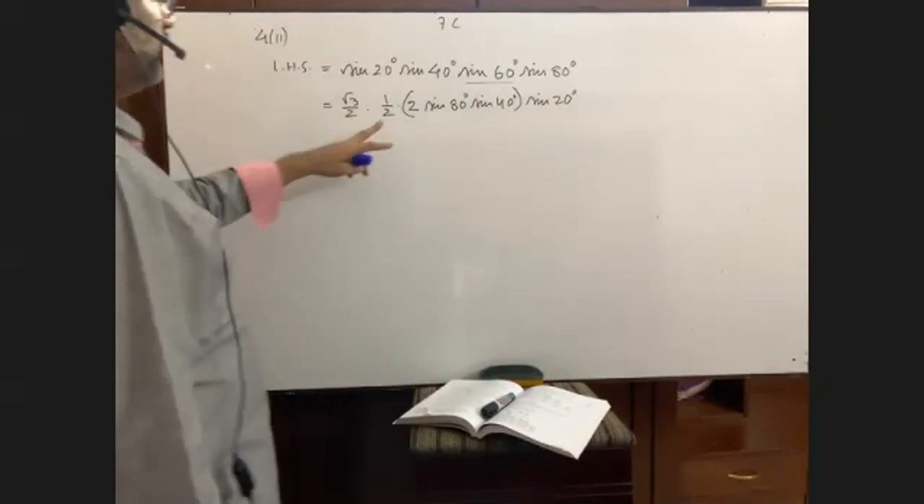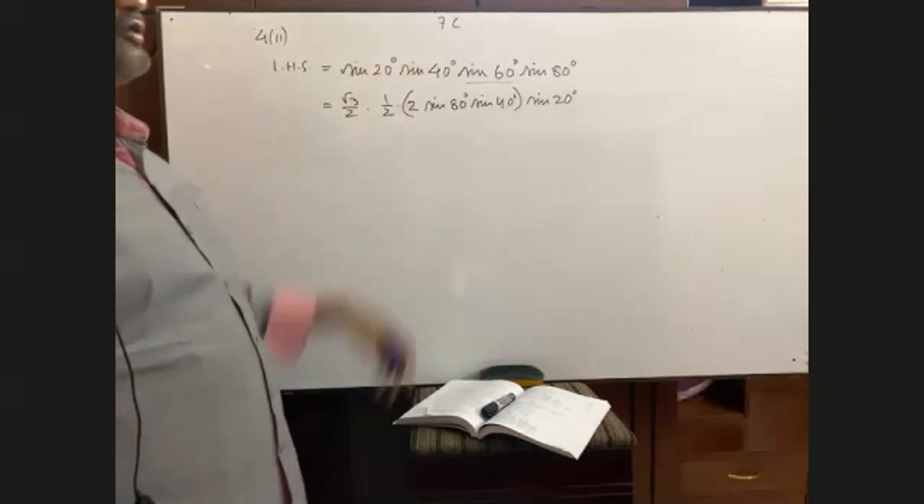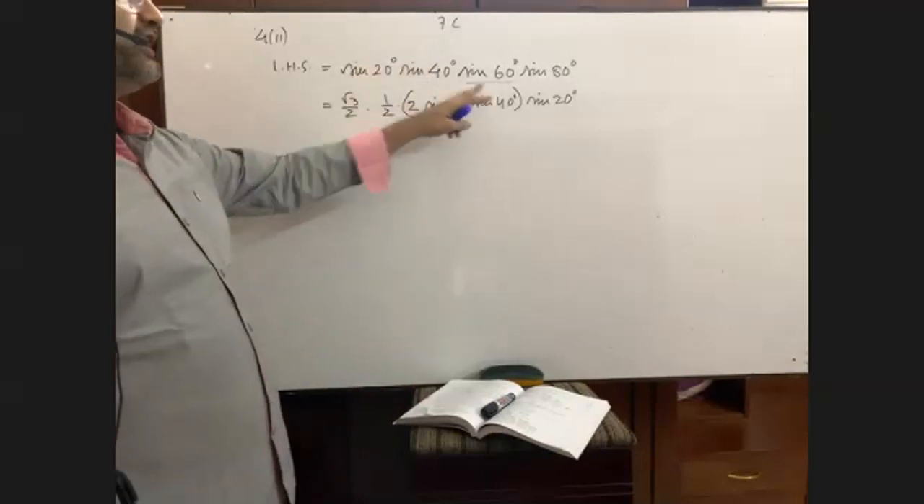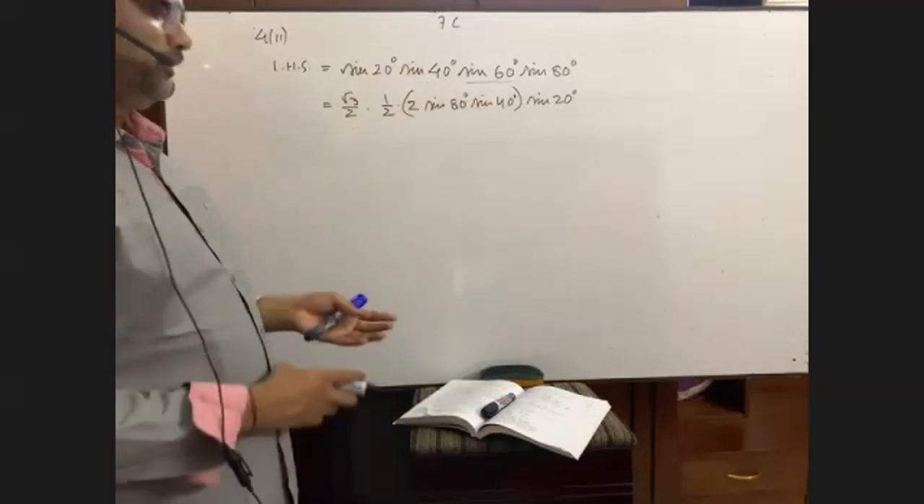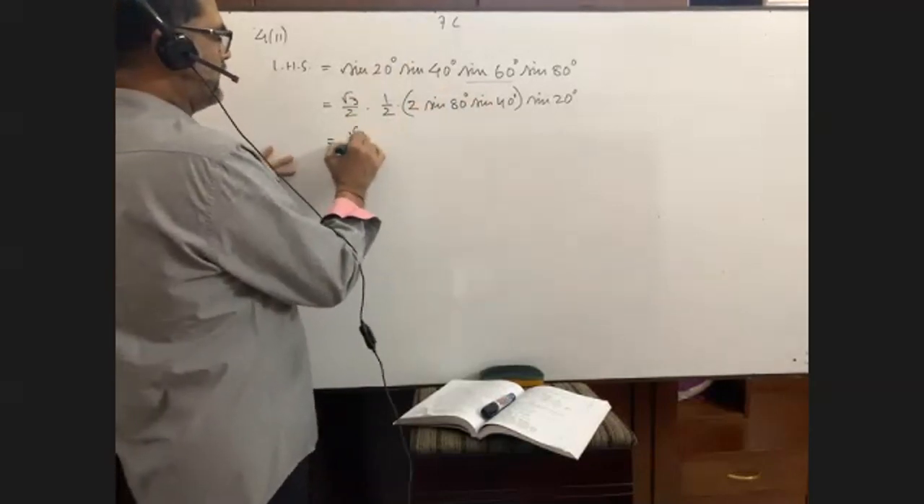See, these two will not be anymore. Then we are getting the previous one. Here, sine 60's value is root 3 by 2. Now we are getting root 3 by 4 here.